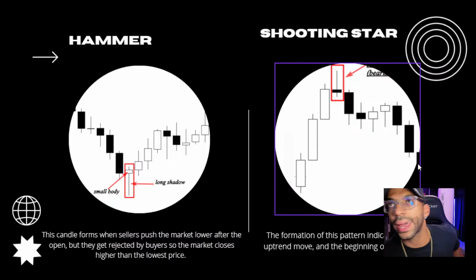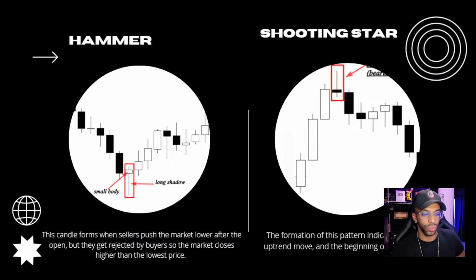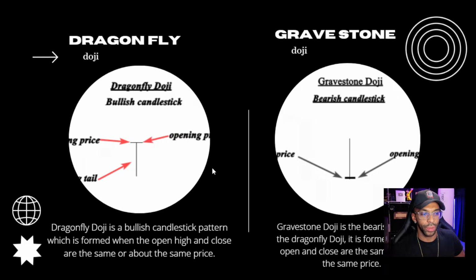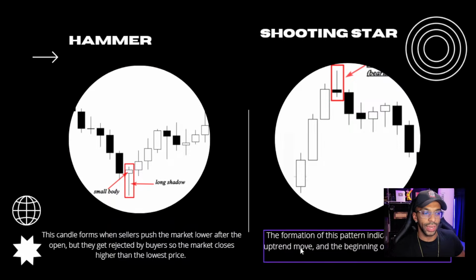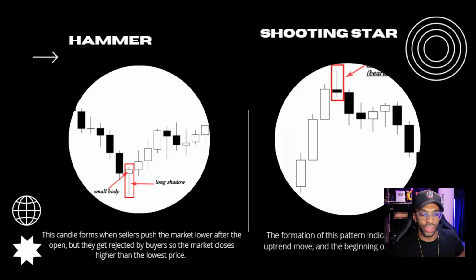So we got the shooting star and the hammer. All right. The shooting star and the hammer are actually very similar to the ones that we just went over doji-wise, right? Which would be the gravestone and the dragonfly. The difference is that when you're looking at those versus this, these actually have a body. So there's an actual body that forms with these candles, as opposed to the gravestone and the dragonfly, which have little to no body, right? Which is going to obviously indicate indecision. Whereas these candlesticks here actually do have a body, okay?